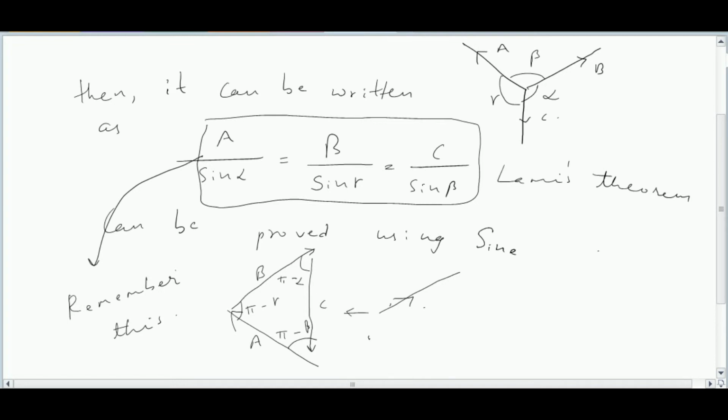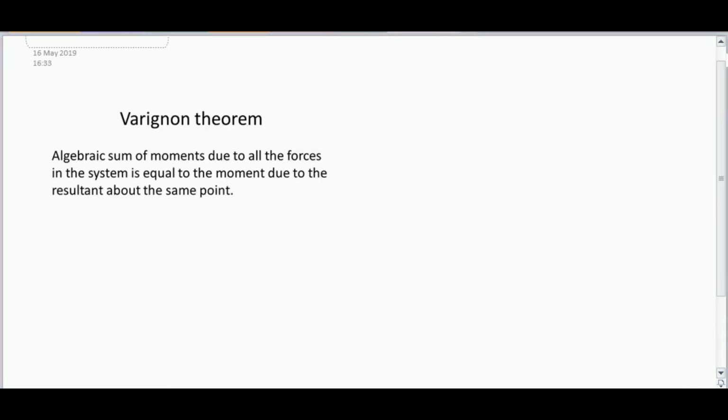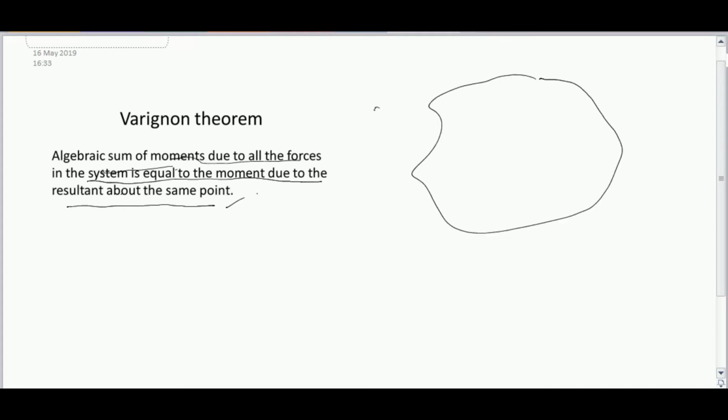Next thing is Varignon's theorem. What has Saint Varignon told or proposed? The algebraic sum of moments due to all the forces in the system is equal to the moment due to the resultant about the same point. So I'll explain the theorem using a diagram.